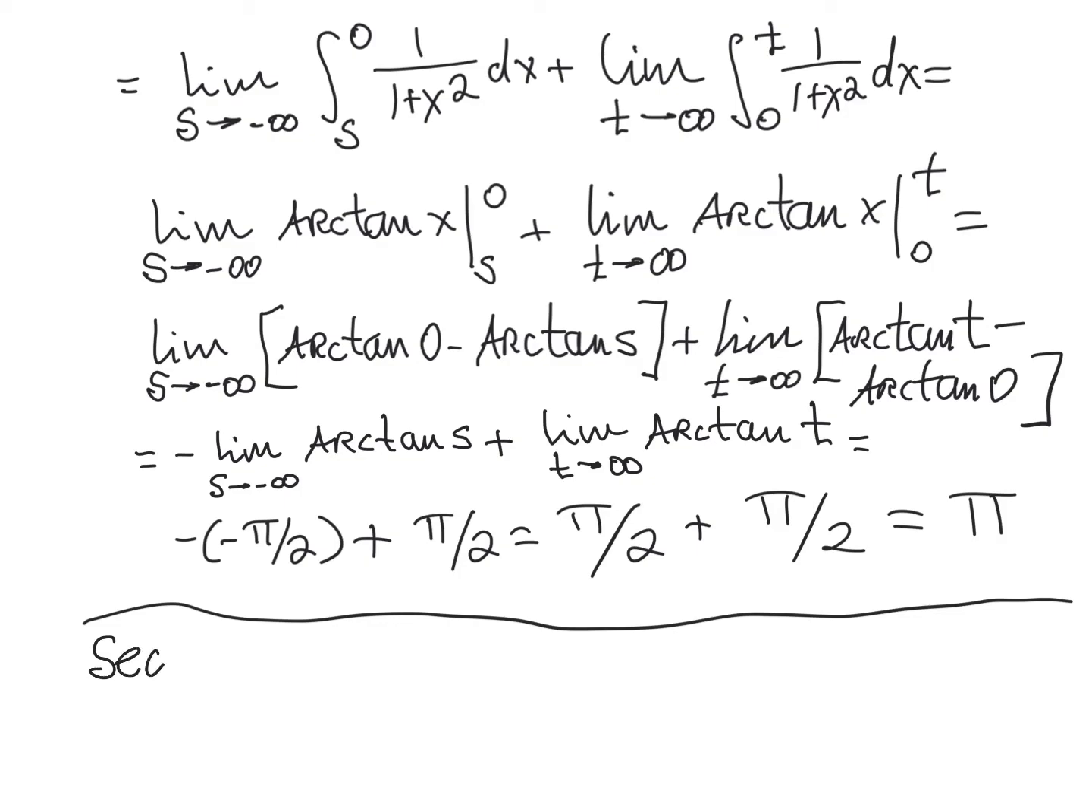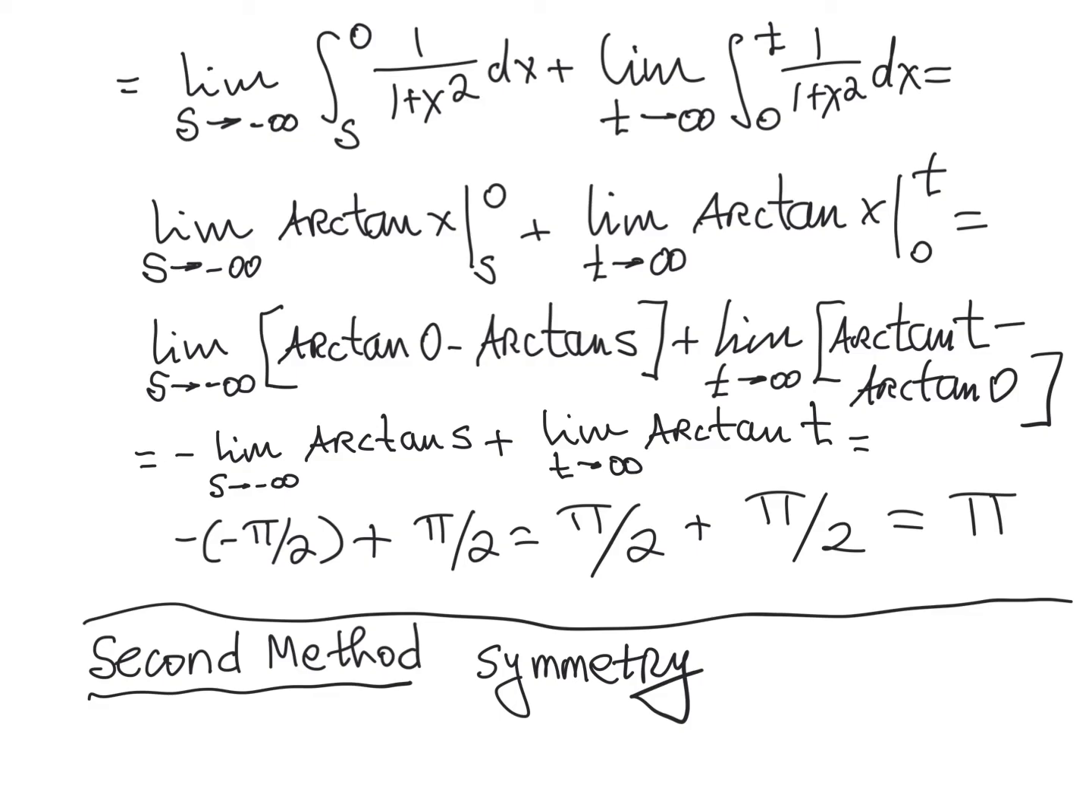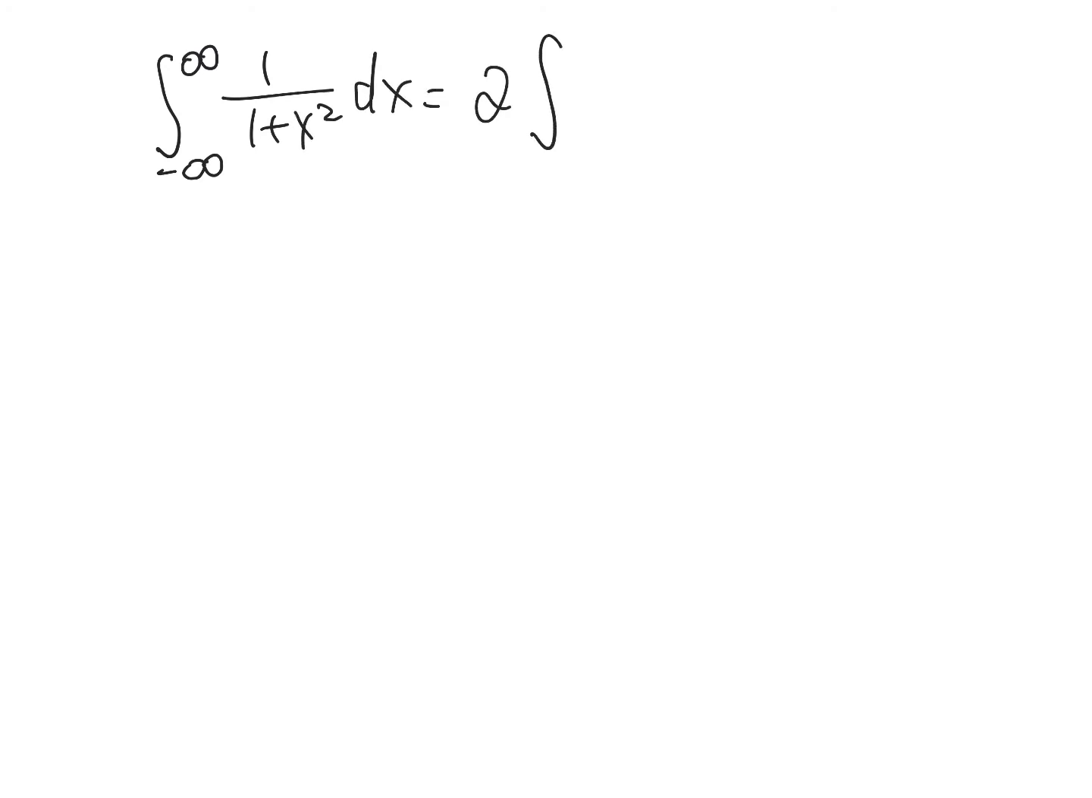And here's method number 2, and you can use either one of them, whichever you feel is easier. For the second method, you have to be sure about symmetry. Clearly, the graph, as we saw earlier, is symmetric with respect to the y-axis, so we can use the symmetry. And using symmetry, our improper integral from minus infinity to infinity of 1 over 1 plus x squared dx will equal 2 times the integral from 0 to infinity of 1 over 1 plus x squared dx.